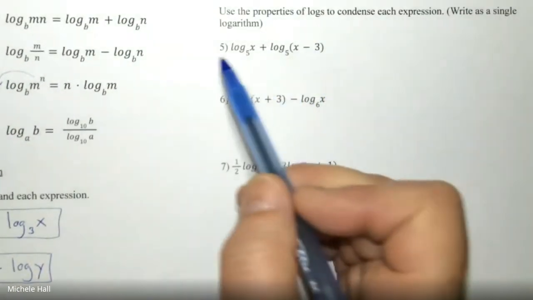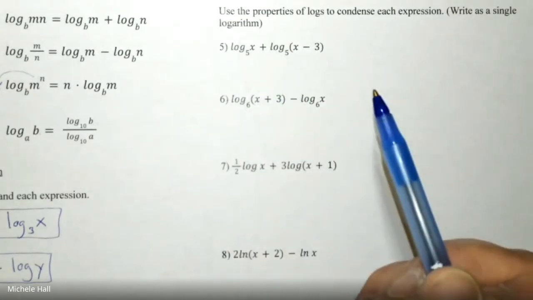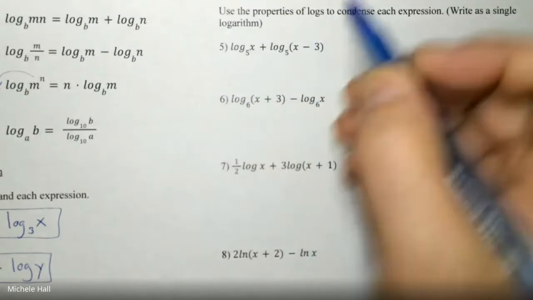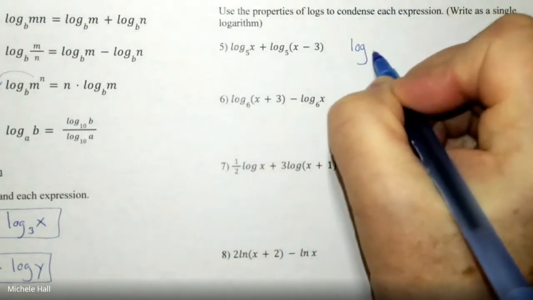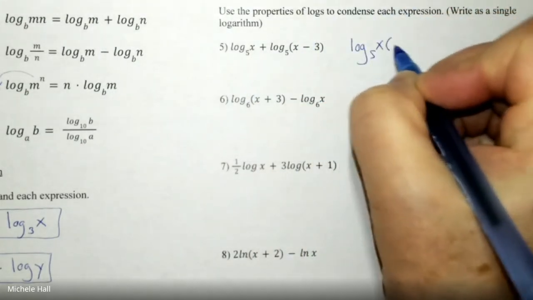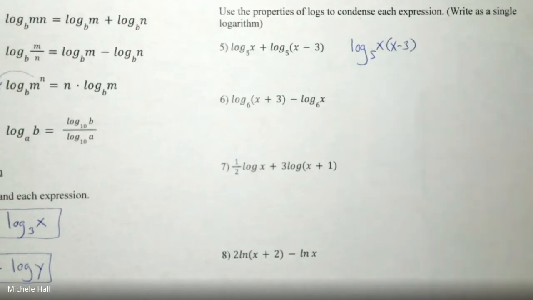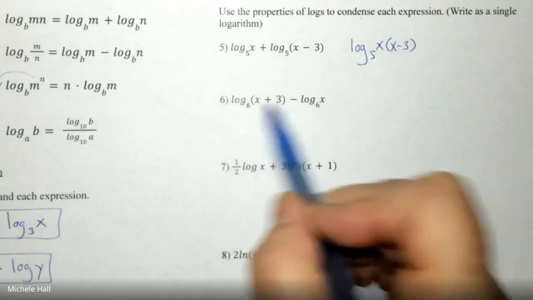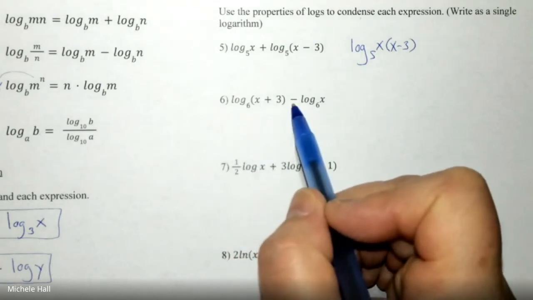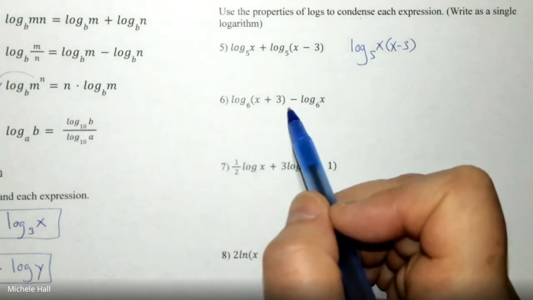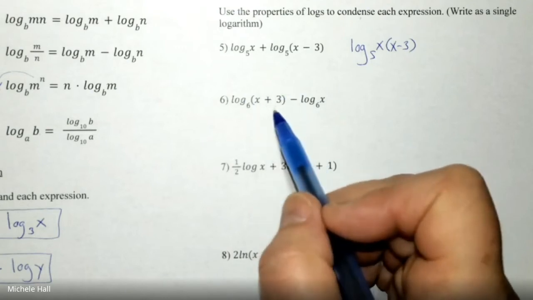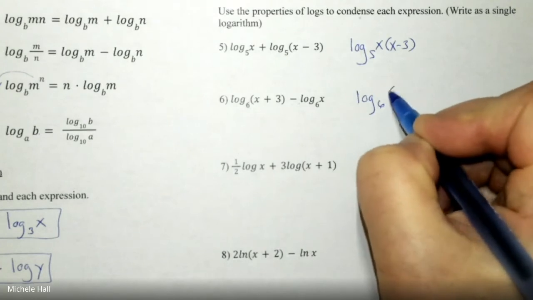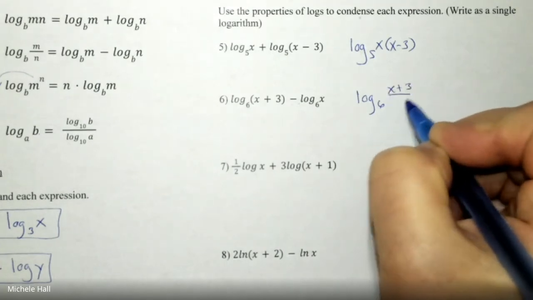Here I see that there's no number out front, so there was no power rule that was used. Addition means that it will go back to multiplication. Log 5 of x times x minus 3. Subtracting. There's no numbers out front. We'll go back to division, the quotient rule. The first one goes on top. We have log 6 of x plus 3 divided by x.